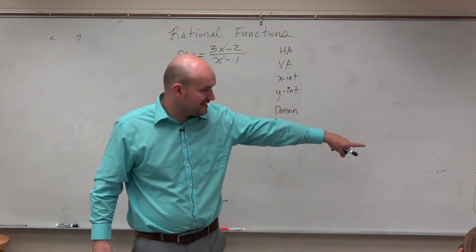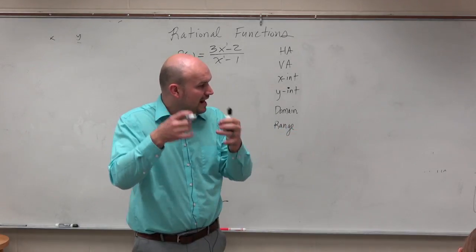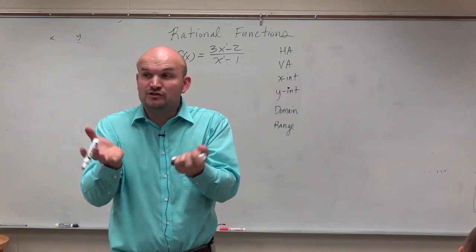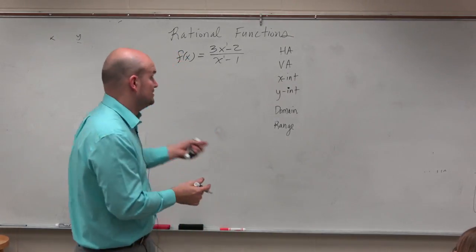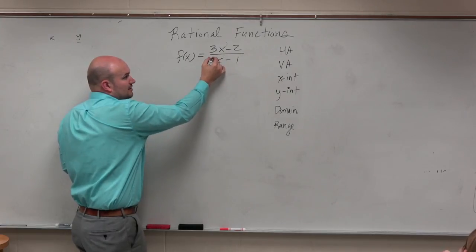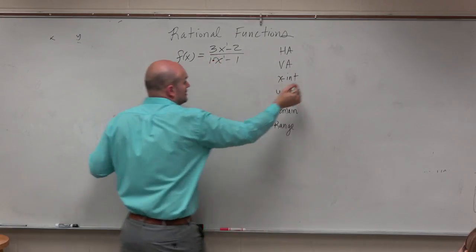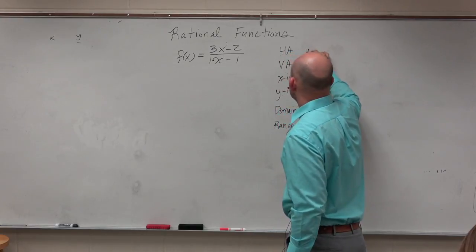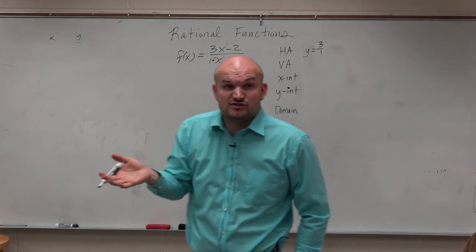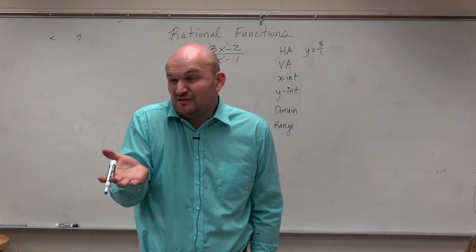So we go and look at our horizontal asymptote. When the powers, or the degrees, are exactly the same for each polynomial, you just take the leading coefficient over the leading coefficient. The leading coefficient of the numerator is 3. The leading coefficient of the denominator is 1. So therefore, we can say the horizontal asymptote is y equals 3 over 1. Now again, do we know what the transformations are, though, of anything? Do we really even know what this graph looks like?